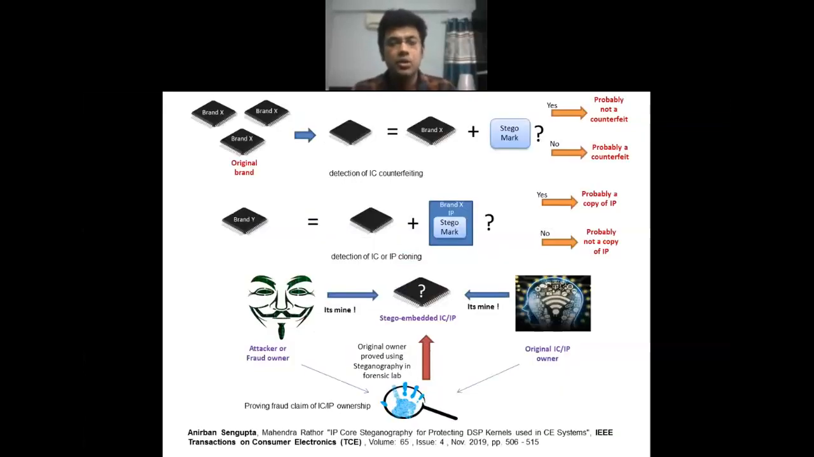Okay. Now, in case of cloning, for example, if you have a brand Y and you want to check whether within that brand Y a brand X IP stego mark exists. If that is so, then you will know that it is probably a cloned IC of brand X. If that does not exist, you can say it is probably not a copy. So by looking into this IC, if you are able to see a stego-embedded IC and IP, you can easily prove who the original owner is.